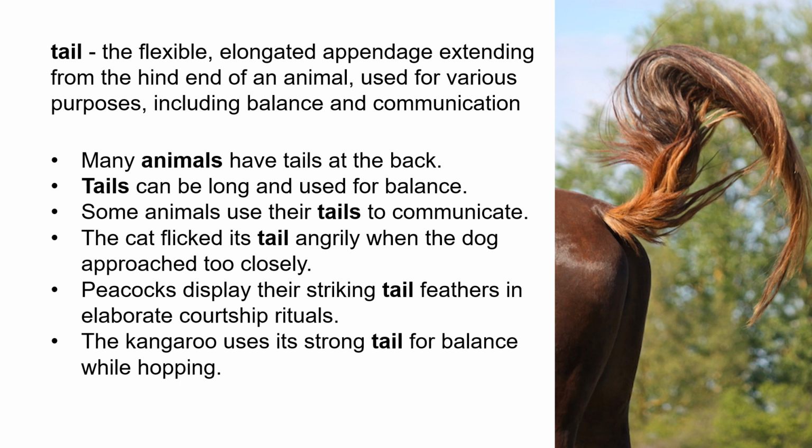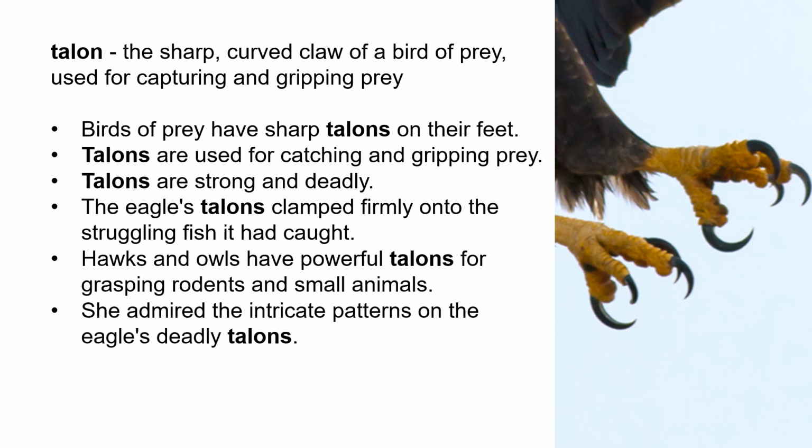Tail is the flexible, elongated appendage extending from the hind end of an animal, used for various purposes, including balance and communication. Talon. Talon is the sharp, curved claw of a bird of prey, used for capturing and gripping prey. Birds of prey have sharp talons on their feet. Talons are used for catching and gripping prey.